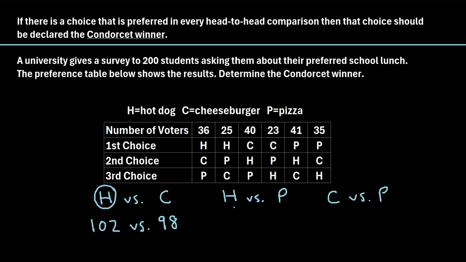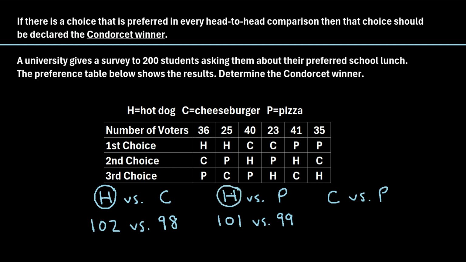Now we're just going to repeat this process for hot dog versus pizza. So let's check out the columns. Where does hot dog beat pizza? We can see it beats it in this column, and this column. So the total number of votes where hot dog beat pizza was 36 plus 25 plus 40, which is 101. And then we'll count the columns where pizza beats hot dog. So that would be this column, and this column. Pizza is preferred over hot dog. So the total number of votes is 23 plus 41 plus 35, which is 99. So we'll write 99.